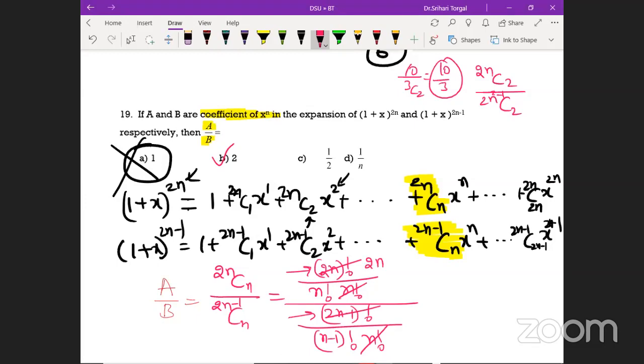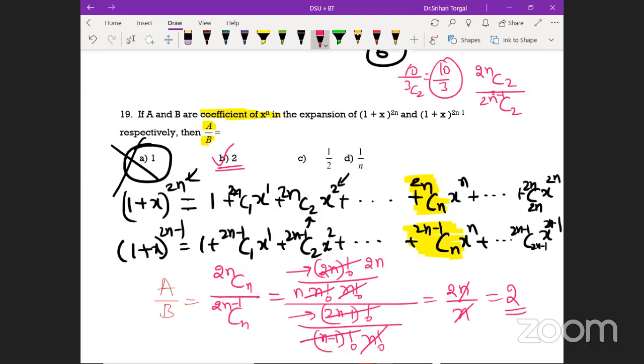Like this, n and n minus 1 differ by 1. You can cancel these two factorials. Wherever the bigger number is there, you just write n. That number you have to write again. It is equal to 2n divided by n, which is equal to 2. That is right. Option B is the right answer.